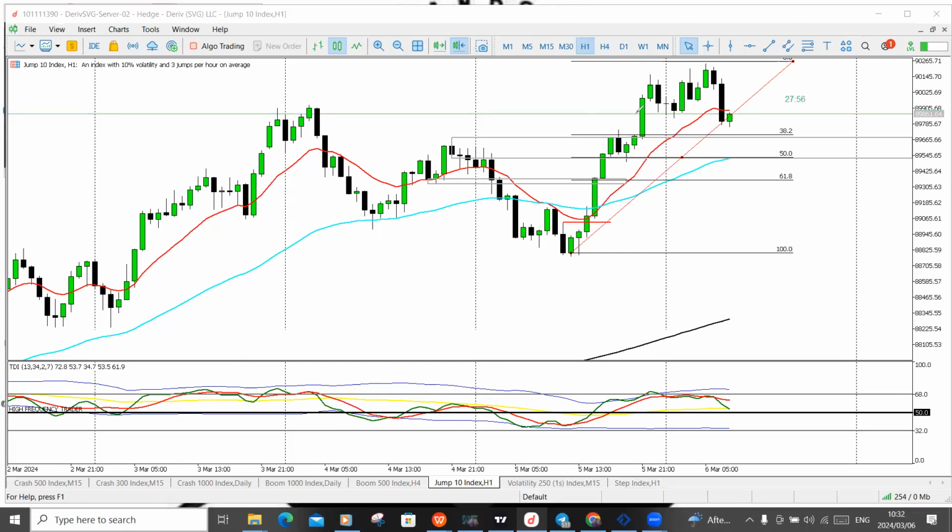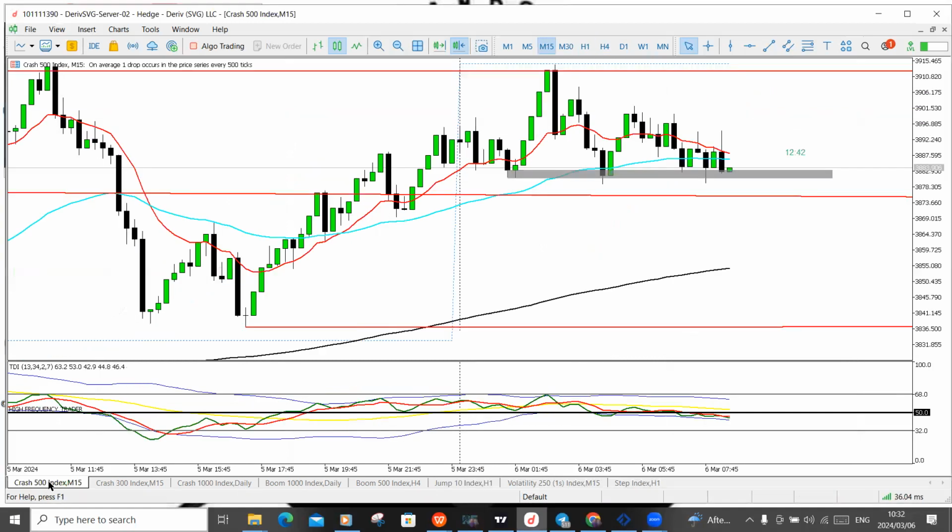I'll leave this one on H1. If you're on H1 on J10, just mark this order block, this whole order block you see here. That's the zone right there. So we'll wait for a pattern on a smaller time frame, but we'll leave it on H1 so that we can see the reversal candle clearly here.